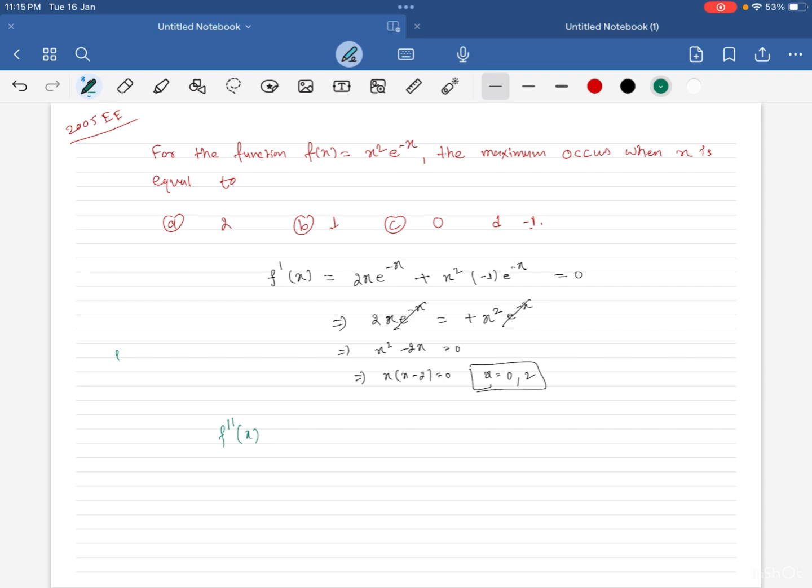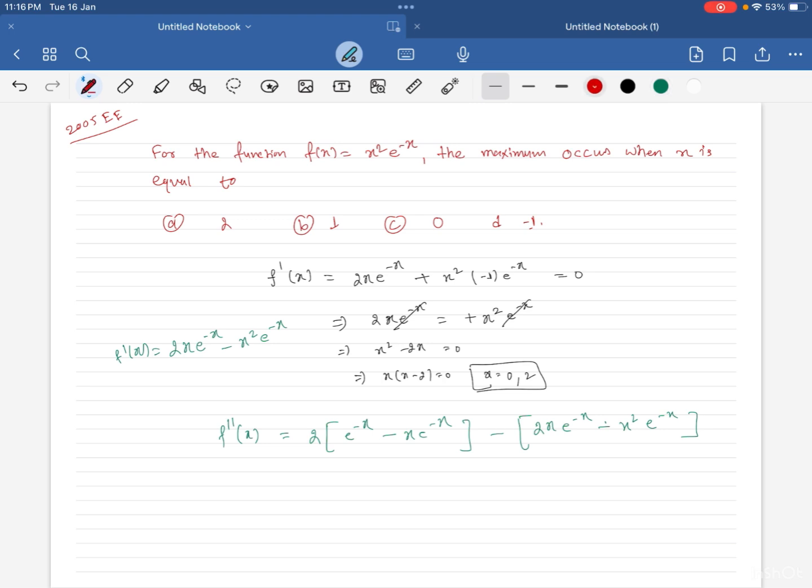So first let me write the f dash x, so that is 2x e to the power minus x minus x square e to the power minus x. Now the f double dash x will be, let's keep this 2 common, derivative of x is 1 plus, so that will be here minus x e to the power minus x. That is done, minus we will have 2x e to the power minus x minus x square e to the power minus x.